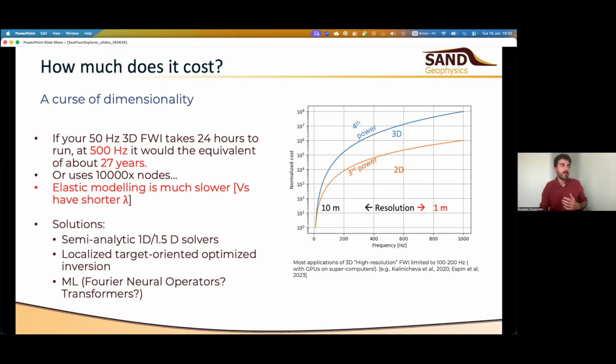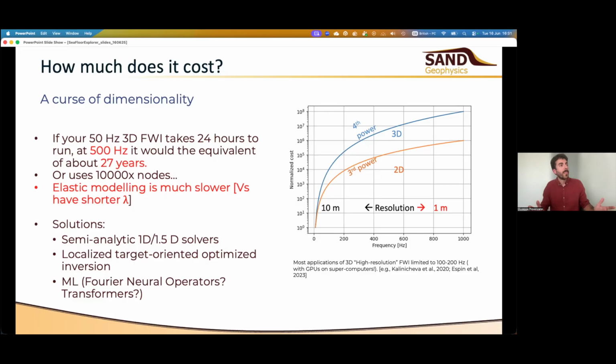You can think of localized, target-oriented, optimized inversion, where after you do a beautiful 3D site-wide imaging as the one that Edward was showing earlier, maybe you focus on narrow corridors or areas around the planned WTG installations and you do a localized 3D in there. There are ways to optimize acquisition, but it's just to say that it doesn't come for free.